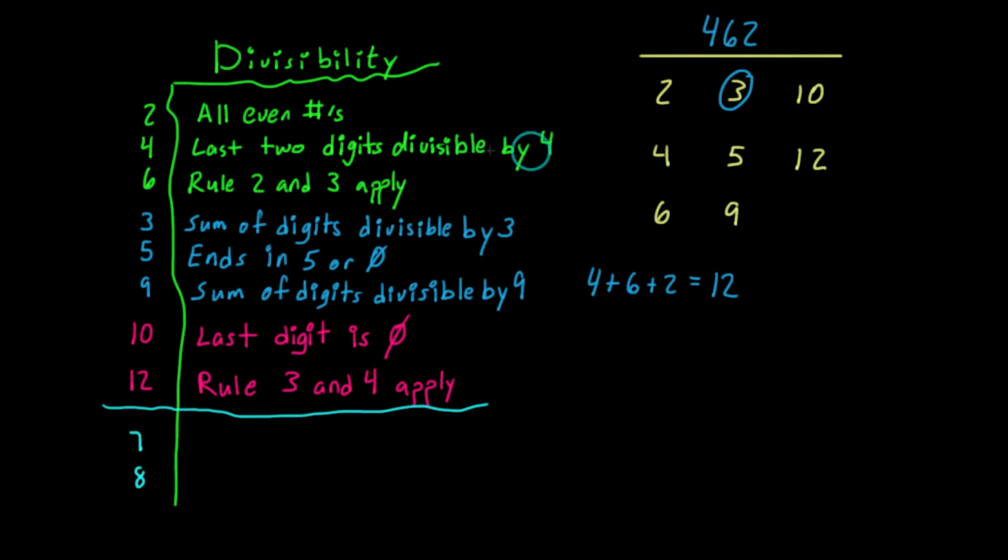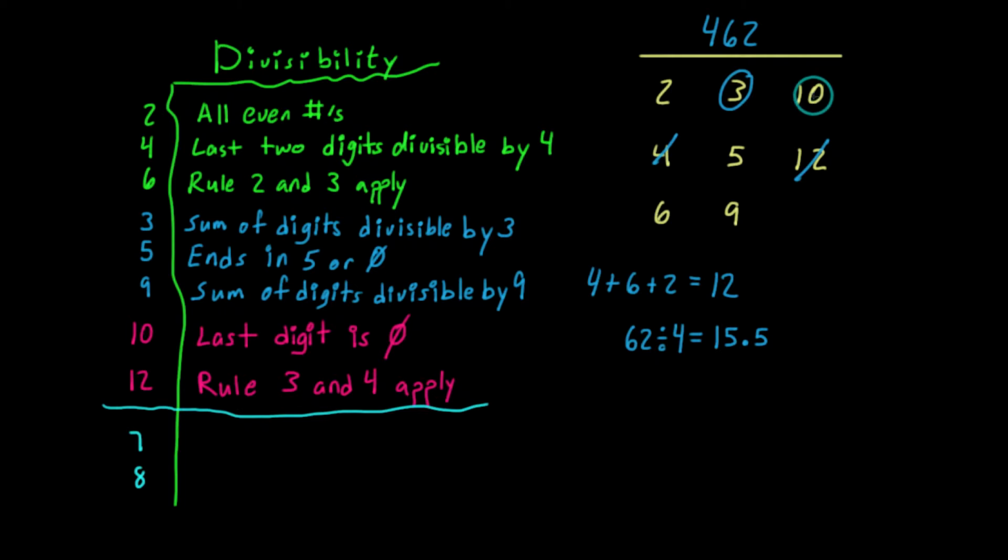Well, the rule of 4 says the last two digits are divisible by 4. So is 62 divisible by 4? Well, the number that you would get if you divide 62 by 4 is 15.5. Therefore, the rule of 4 doesn't work. Since the rule of 4 doesn't work, the rules of 4 and 3 don't work together. Therefore, the rule of 12 does not work.